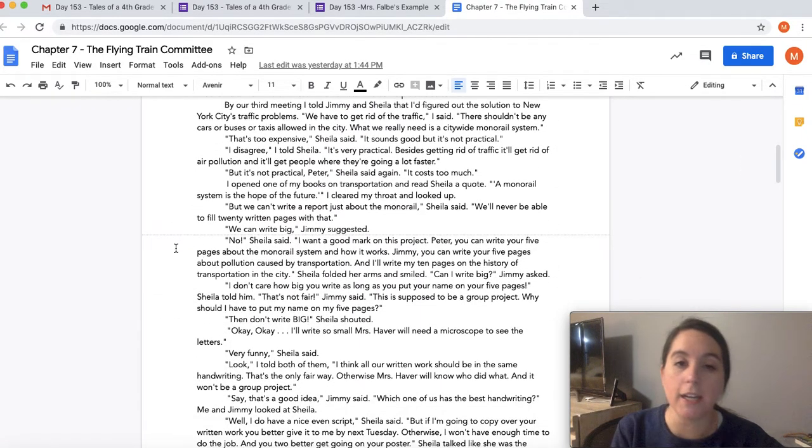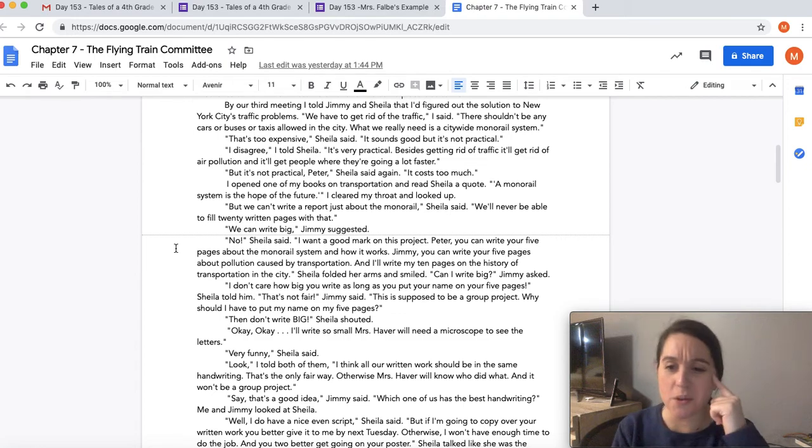By our third meeting, I told Jimmy and Sheila that I'd figured out the solution to New York's traffic problems. We have to get rid of traffic, I said. There shouldn't be any cars, buses, taxis allowed in the city. What we really need is a citywide monorail system.